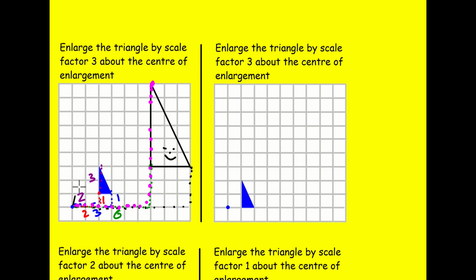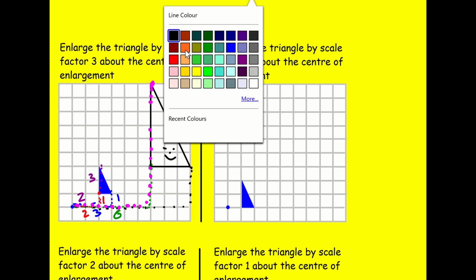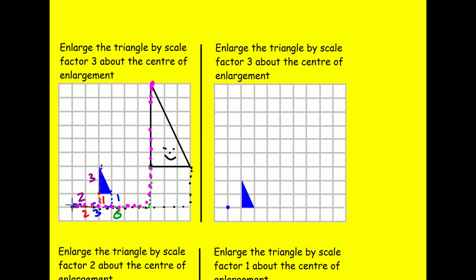And what you'll do is, because actually this will come into enlargements at a later point, I should use a different color here. Hold on. I'm going to use orange. So for the ray lines, I'm going to go from the center of enlargement through the corner, just keep going, and we see that it matches up.